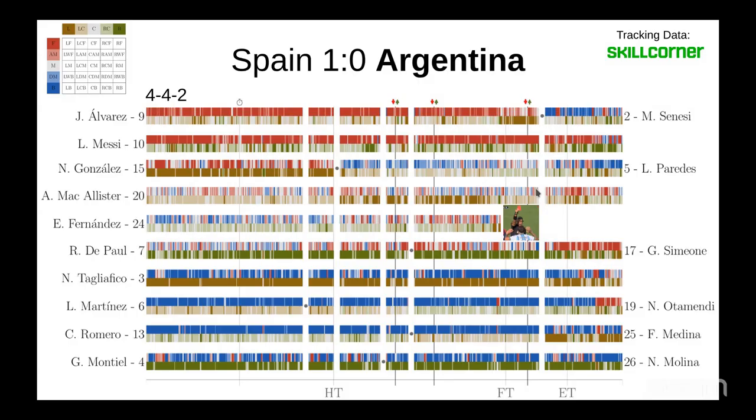They finish and they continued in the match. Close to the end of the first half, in the extra time, they make a substitution. And this is the moment that they take out Juan Alvarez and bring in number 2, Senesi. And you can clearly see from this moment on, Argentina is switching to a back 5.